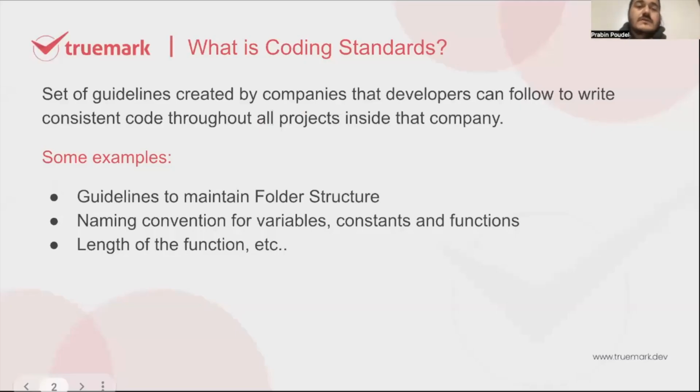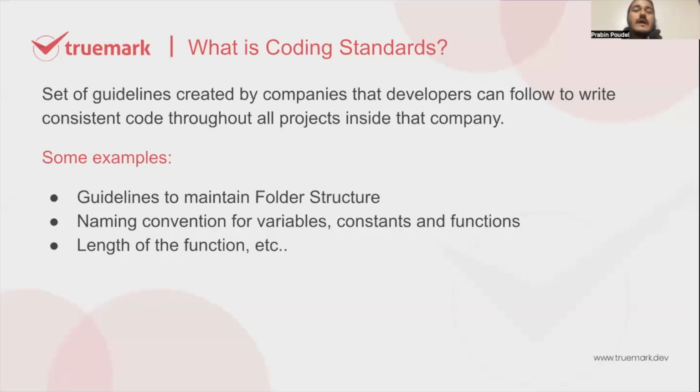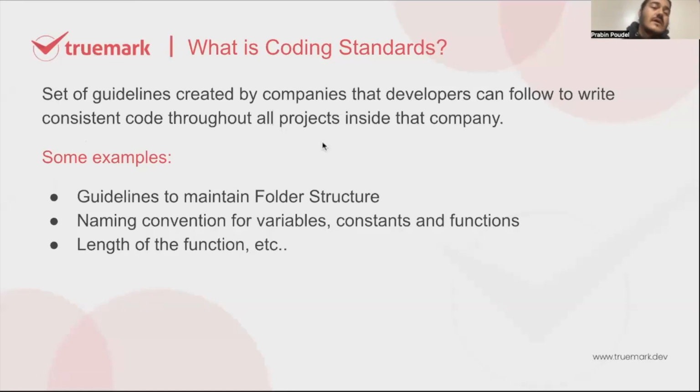Coding standards is a set of guidelines that is created by companies so that developers can follow those guidelines to maintain consistent code throughout the projects inside that company. Some examples of coding standards are guidelines to maintain folder structure, a naming convention for variables, constants, and functions, and length of functions.